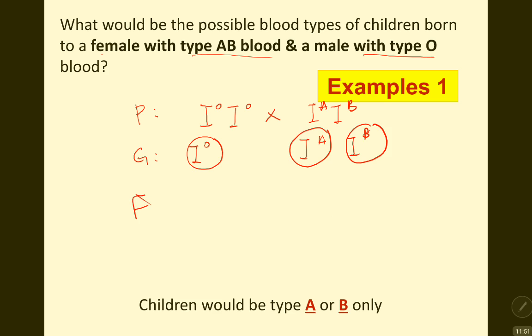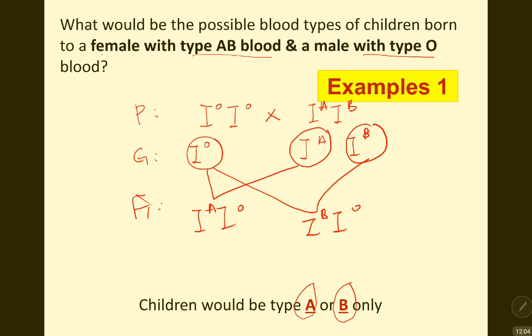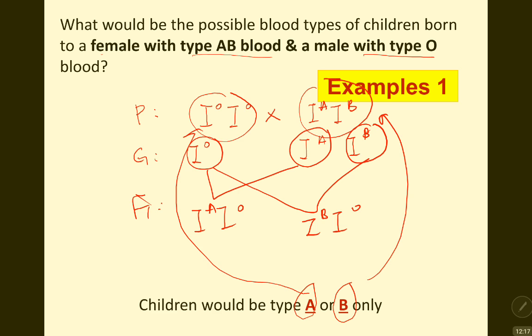So now the children F1: IA, IO, IB, IO. So the children are either A or B only. You must feel it is very weird that the father is O, mother is AB, but the children, none of them is like father or like mother. Okay, so this is the miracle of genetic inheritance.